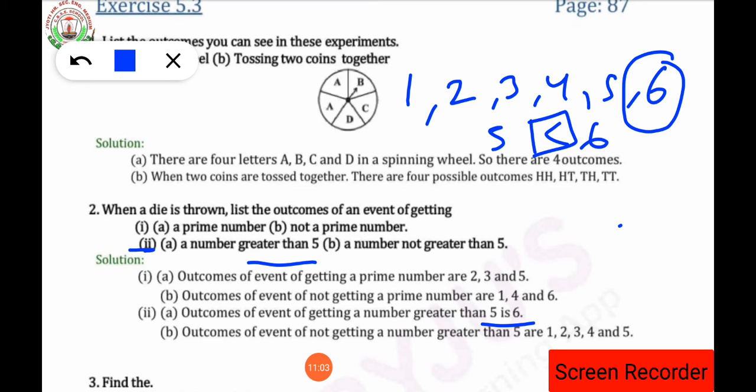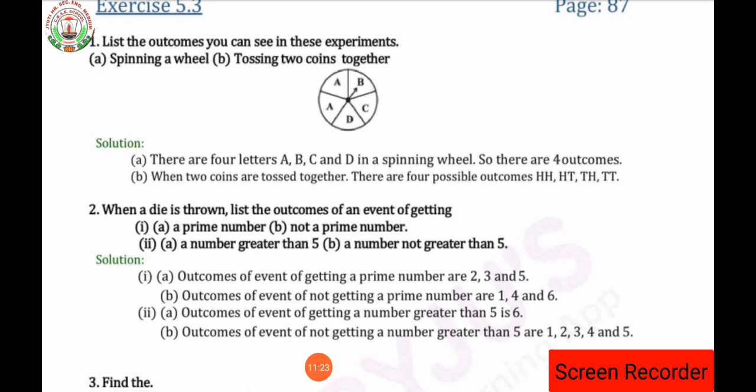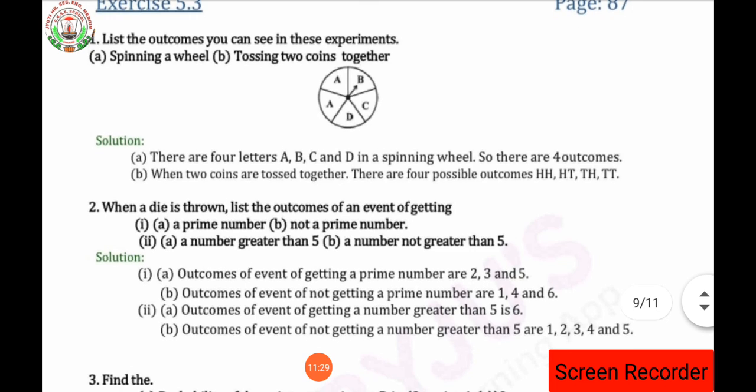Now, the last part of the question: a number not greater than 5. Not greater than 5 means smaller than or equal to 5. Isn't it? So what are the numbers we have? Of course, that is 1, 2, 3, 4, 5. Have you understood up to here? So these are the solutions of exercise 5.1, question number 1 and 2. Hope you understood.